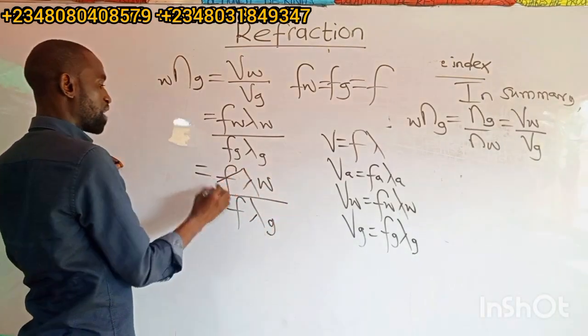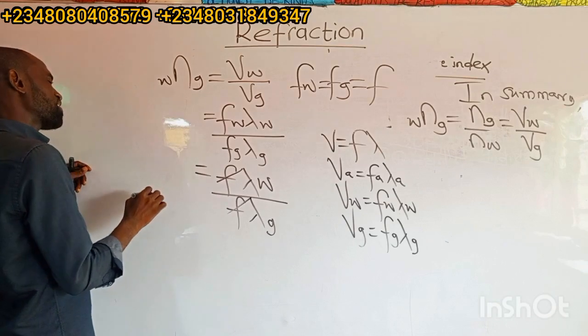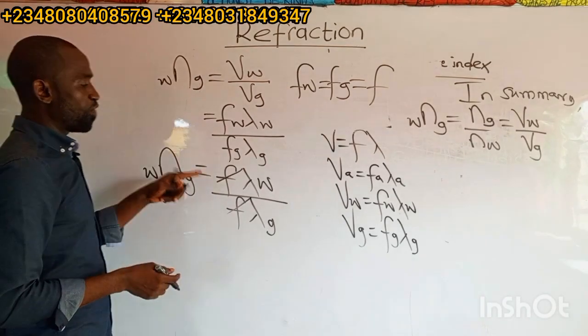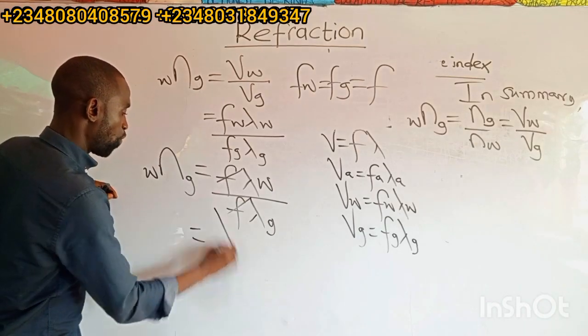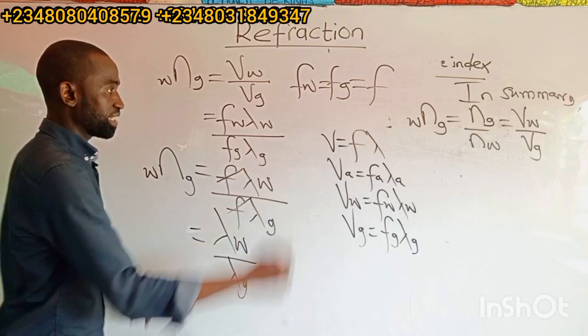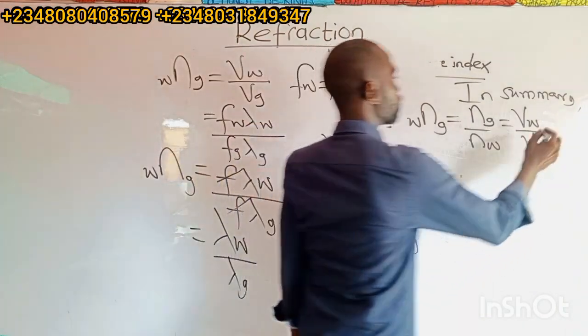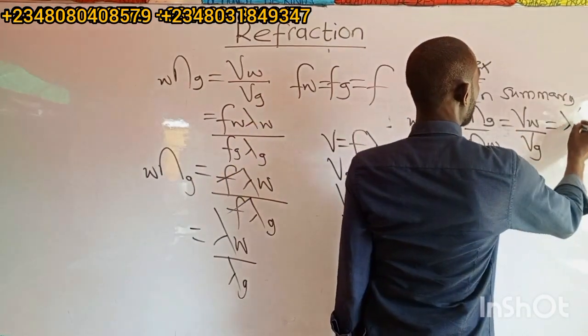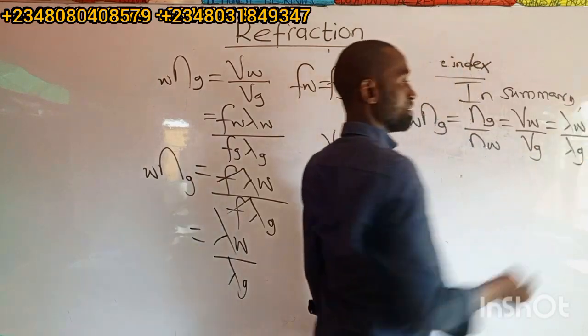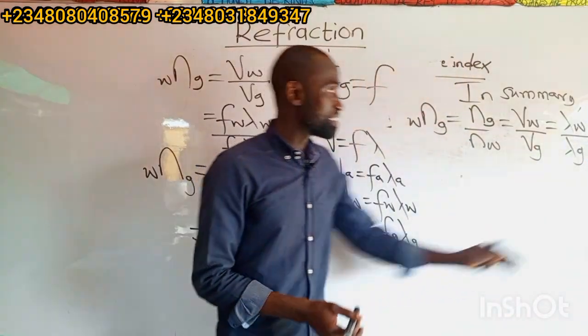So what happened? F cancels out. So the refractive index of glass compared to water in terms of wavelength is equal to the wavelength in water all over the wavelength in glass. Are you with me? Is it okay in this space?